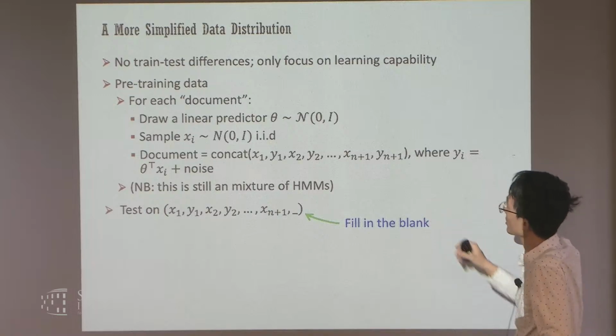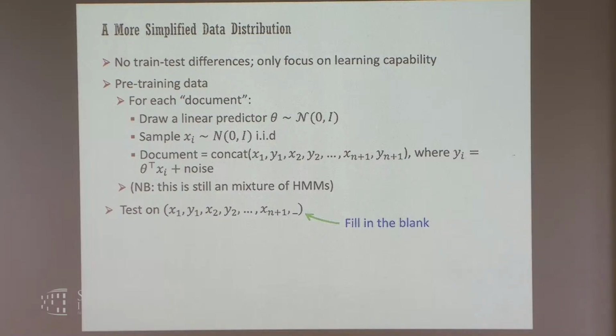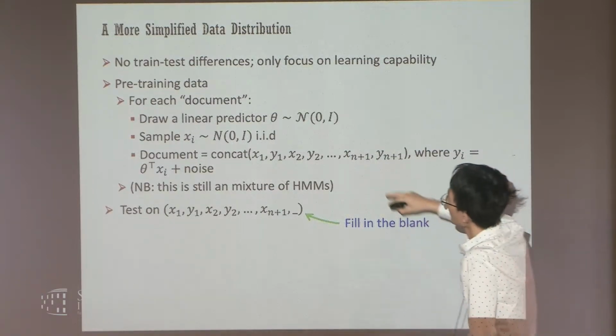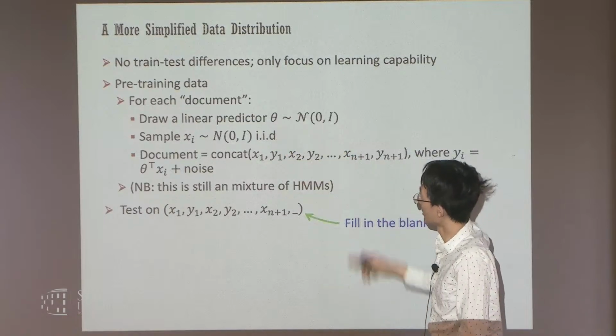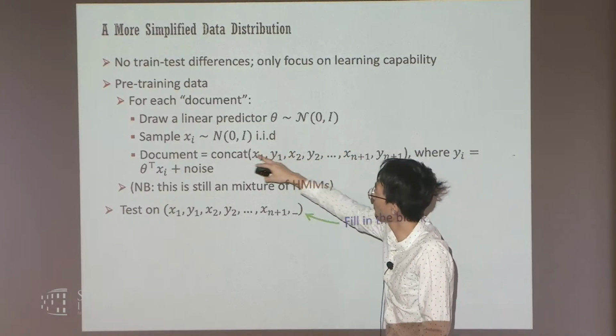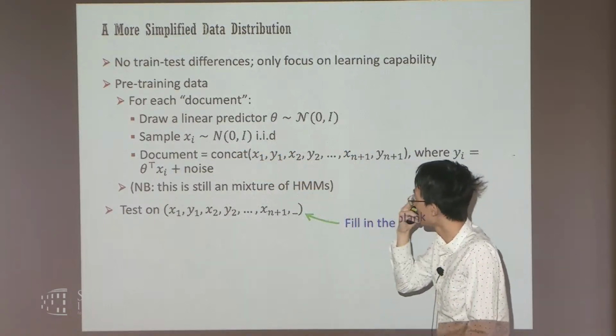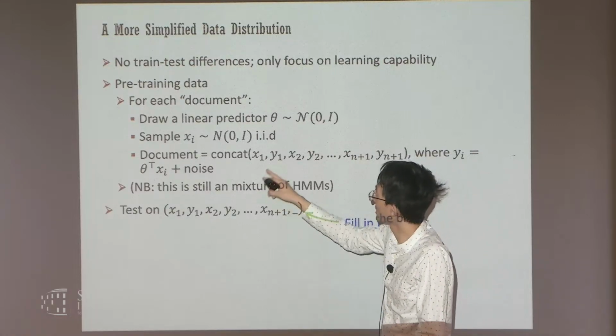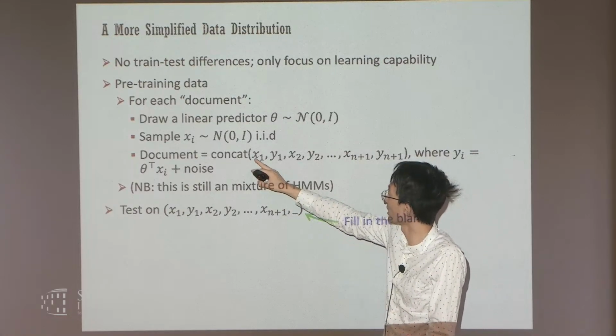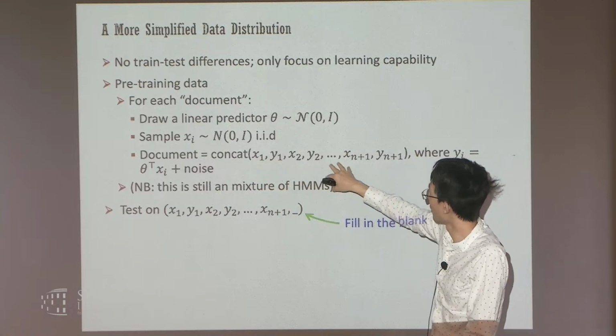So basically, let me just go through this. This is a linear regression data set. How do you generate a training document? You first generate a linear predictor from a Gaussian, basically a vector theta, and then you sample a bunch of examples xi from a Gaussian, just to make it simple. And then a document is a concatenation of all of the x and y's for n of them.